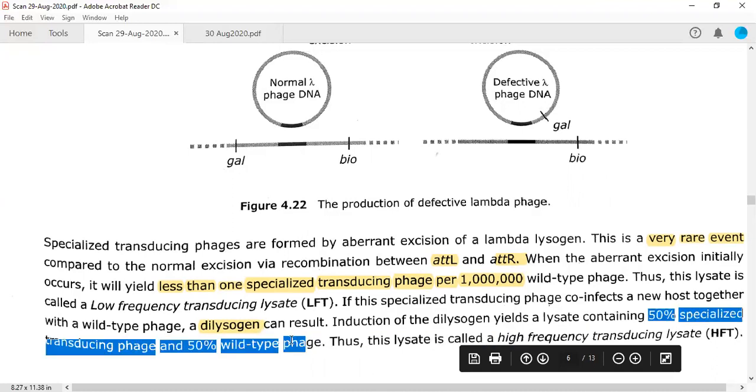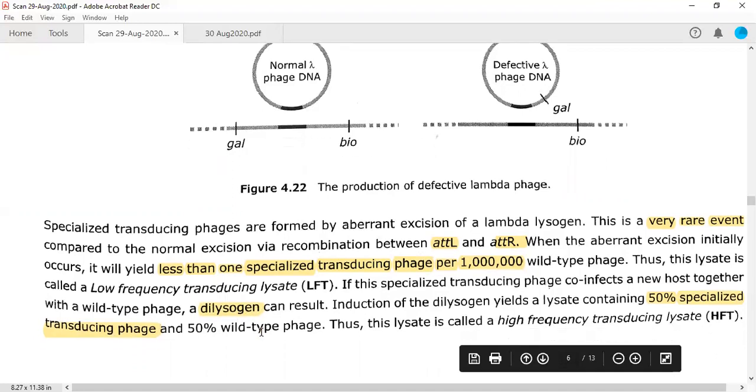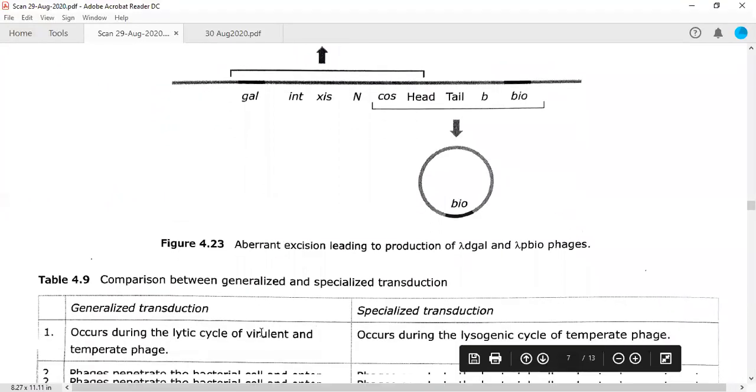Now the specialized phage will be produced at high frequency, about half. So they are 50-50. So you can see the difference, when they were producing less than 1 out of 1 million wild type phages. If there is a dilysogen, with co-infection of these low frequency phages with some wild type lambda phage, this time they will produce 50% transducing phages and 50% wild type phages, so 1:1. And this lysate is then known as high frequency transducing lysate. This dilysogen lysate is called HFT.